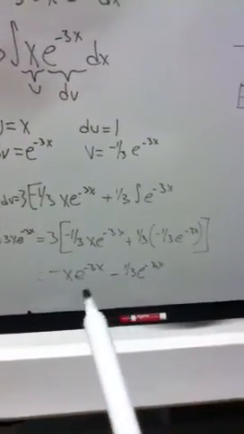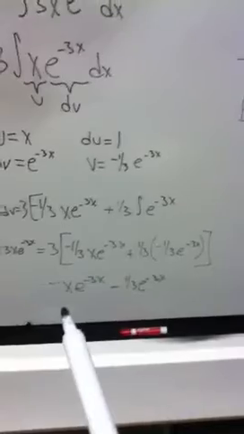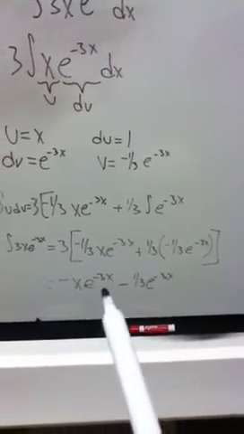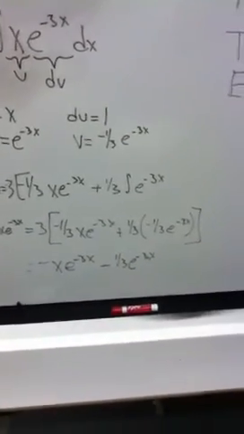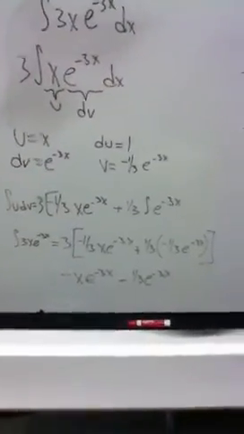After that, we just simplified it down to make it easier to read. We got a final answer of negative x e to the negative 3x minus 1/3 e to the negative 3x. And that is a simple way of doing integration by parts.